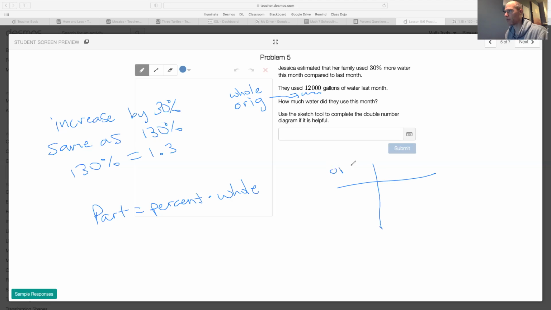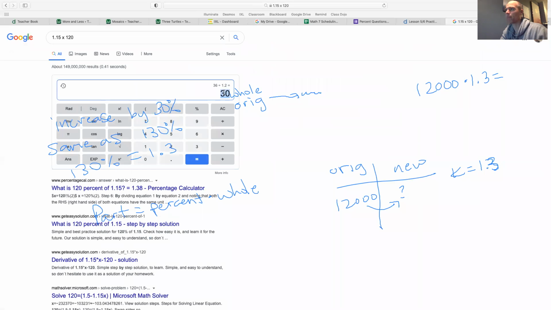Or if you're thinking about it in terms of proportional relationships, then what you've got here is your original amount is 12,000 and your new amount is unknown, but you've got a k of 1.3. And so you're just going to multiply by your k to go that way, right? Either way, what we need to do here is 12,000 times 1.3. 12,000 times 1.3 equals, I could probably do that one in my head, but I'm getting tired. I'm going to use the old Google. 12,000 times 1.3, what do we got?